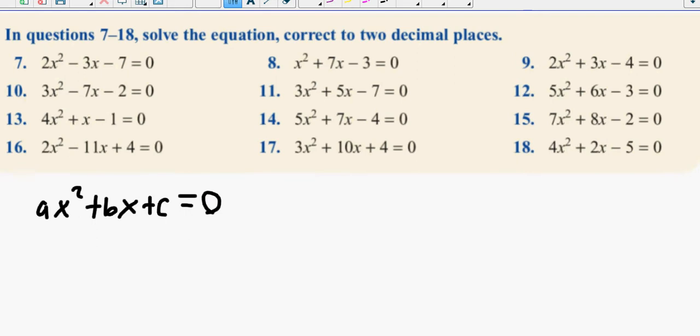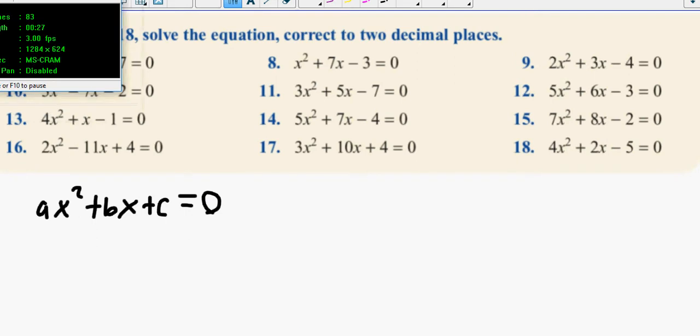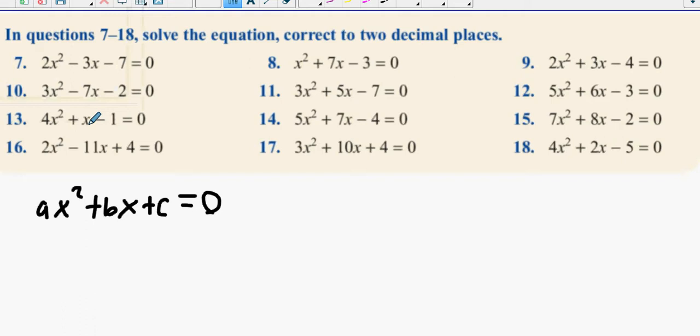Out of interest, how many of you guys have your... It says ax squared plus bx plus c, yes? Yes, always. Okay, next thing.